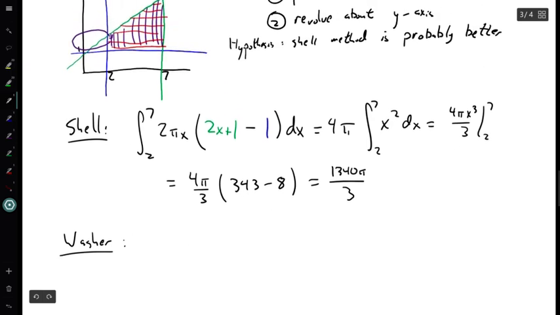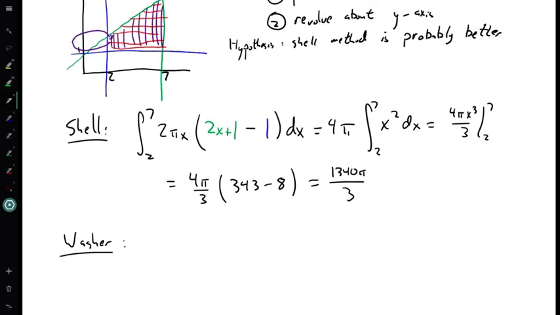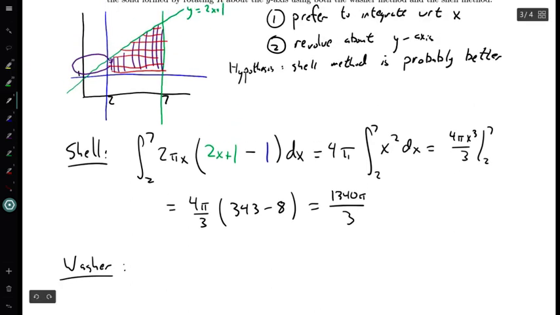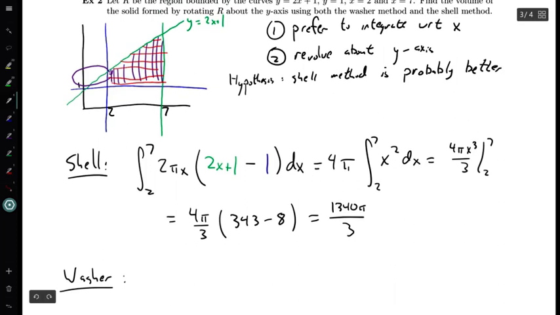If I'm working with the washer method here, this means I'm integrating with respect to y. And as we noted earlier, because I have different upper bounds and lower bounds on y as I change y, I'm going to need to split this up into 2 different integrals. We're also going to need to know some y values of some of these intersection points.